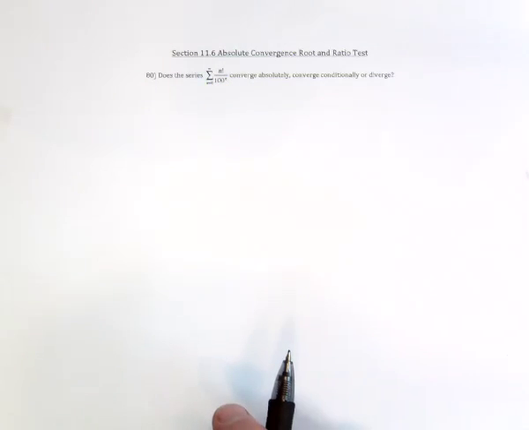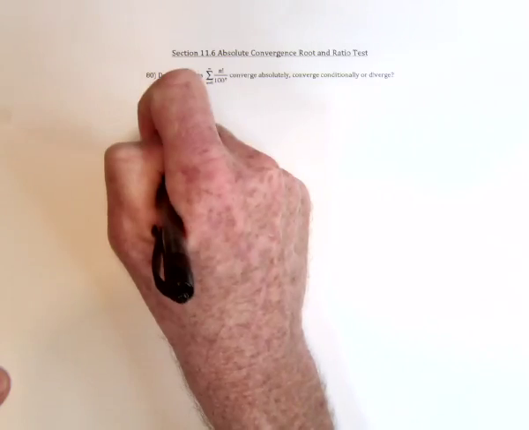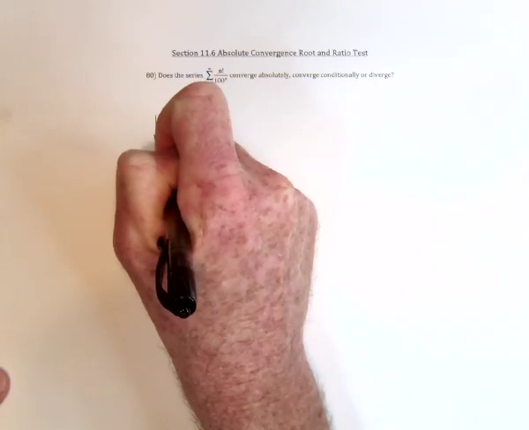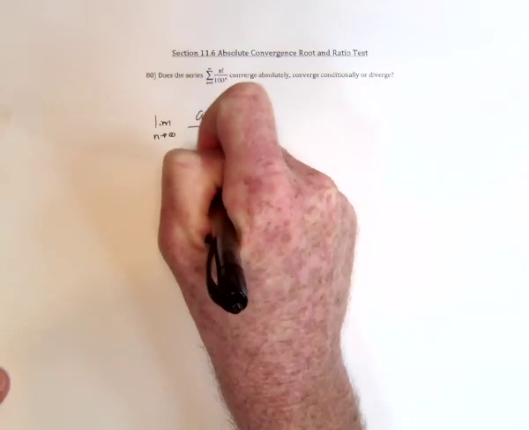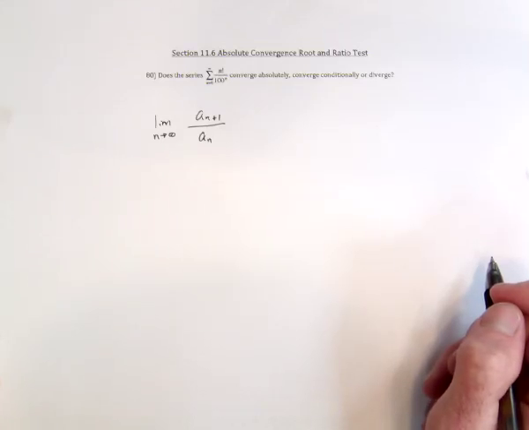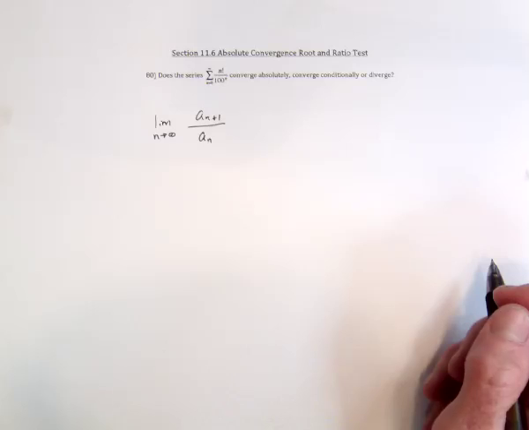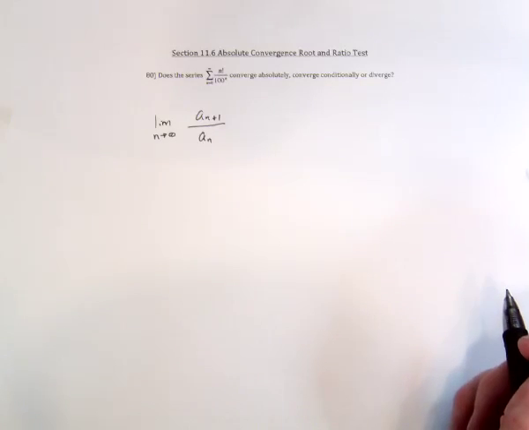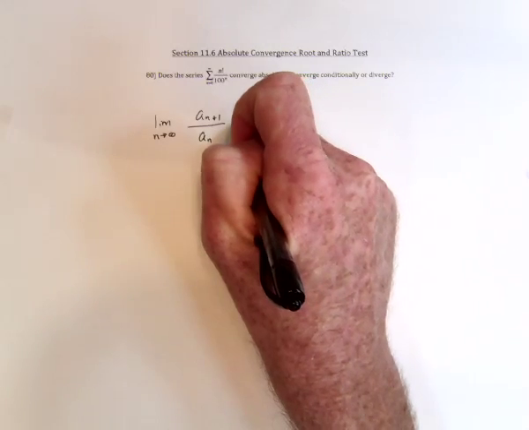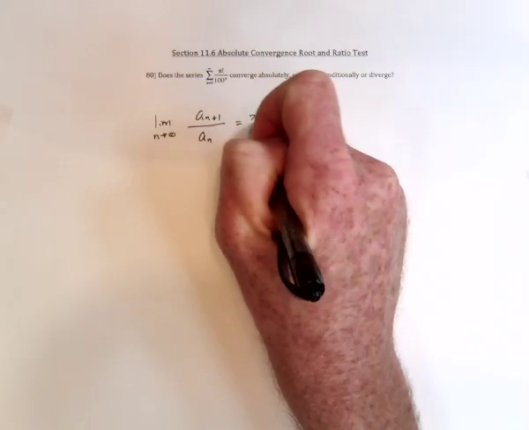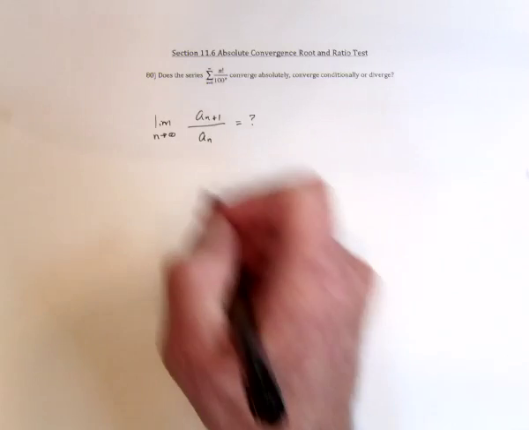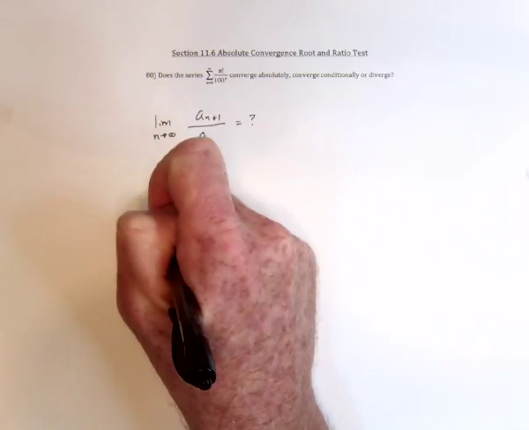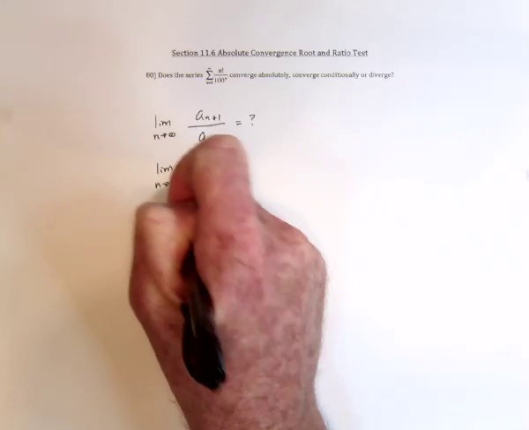So the ratio test says take the n plus first term divided by the nth term, take the limit as n goes to infinity, and if you get something less than 1, it converges. So we need to figure out what this is equal to. So we need n plus 1, so we'll have the limit as n goes to infinity.